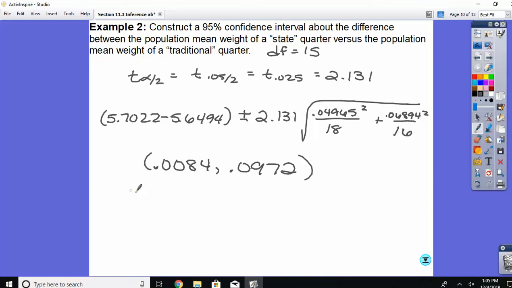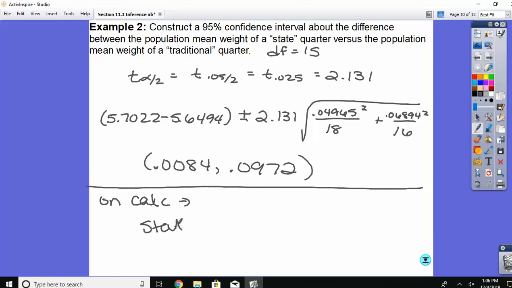On the calculator, if you want to do the confidence interval, you need to go to Stat, Tests. Now let's see if you guys can figure out which one you need. Are we talking about a Z or T? T. How many samples do we have? 1 or 2? 2. And we want an interval. So you have to keep going down. Wait, no, you need the 2 sample T interval.